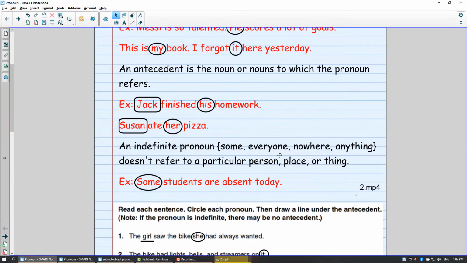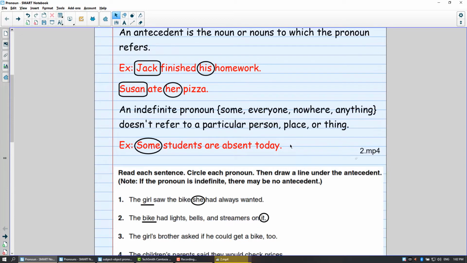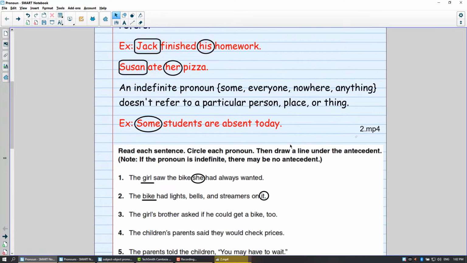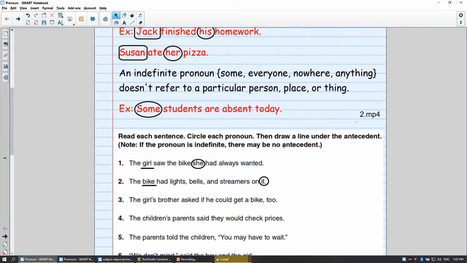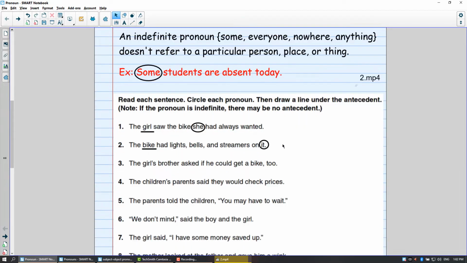Okay guys, as we watched the video, I think it's very clear. Now it's time to practice, to answer some exercises to check if we understand the lesson or not. Okay? Let's take the first example.